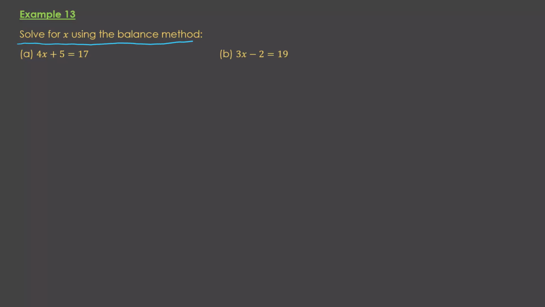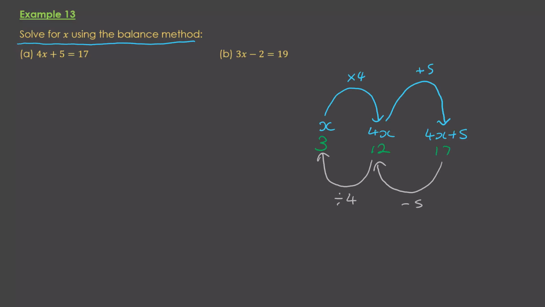Solve for x using the balance method. Now these two equations are equations that we solved before using a flowchart. So what I've done here is I've reproduced the flowchart for solving this equation. When we solve by the balance, the bottom here is going to tell us the order in which to do things. And remember, it's always just using inverse operations.